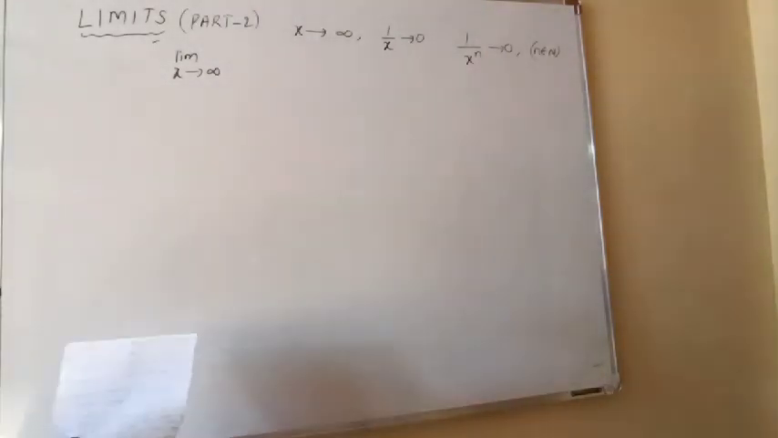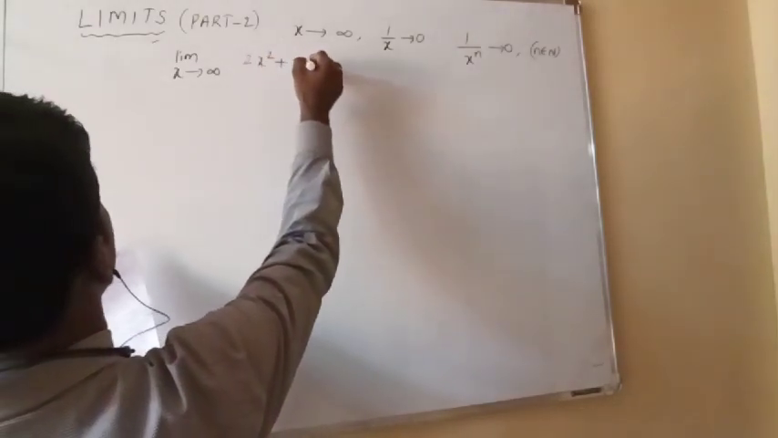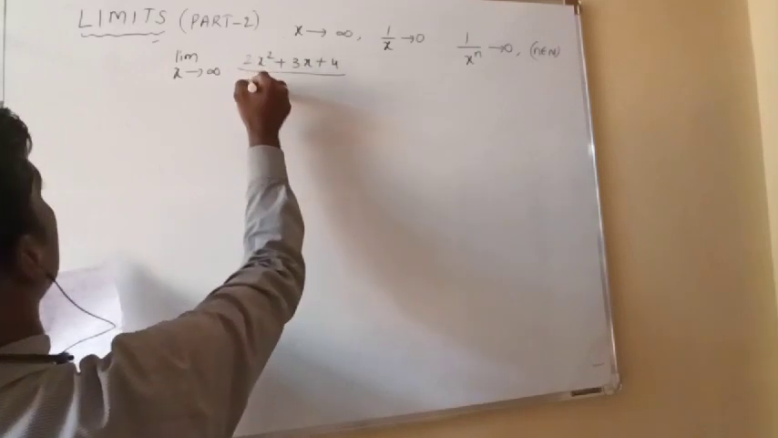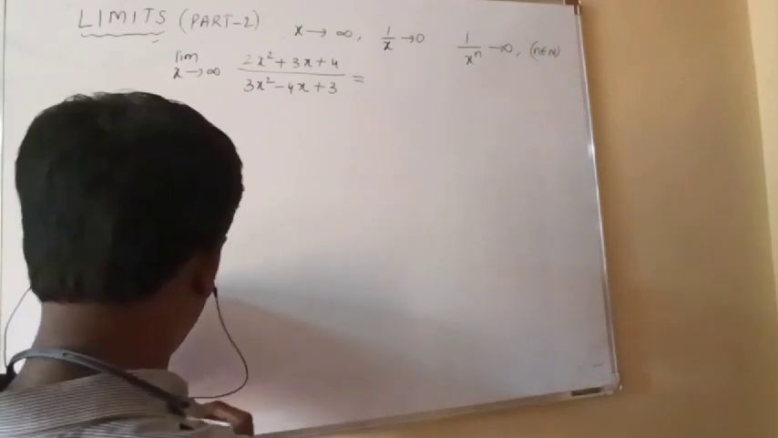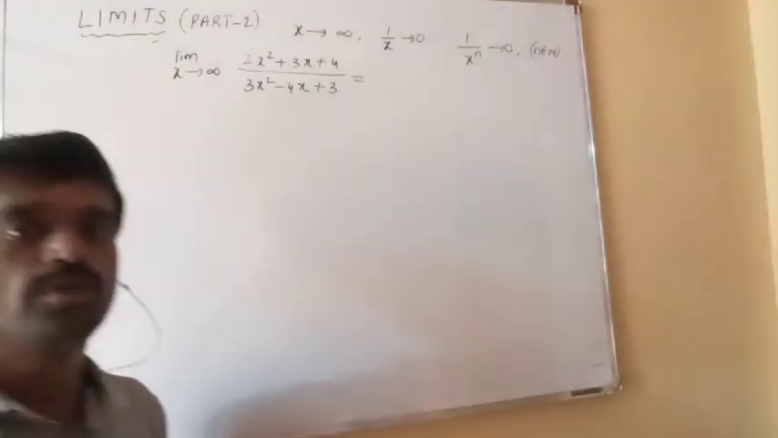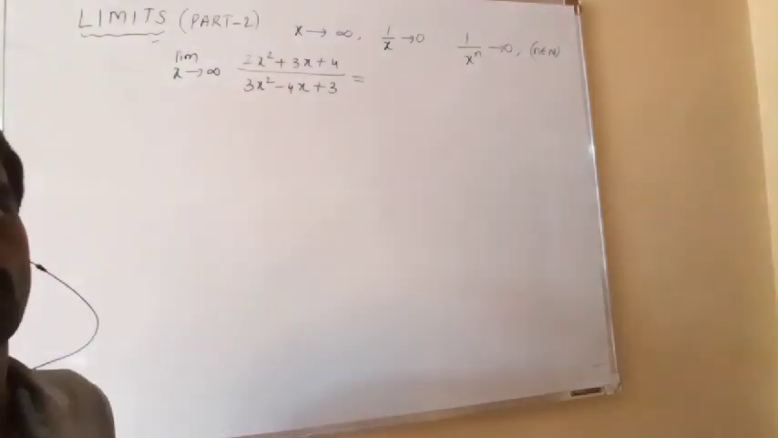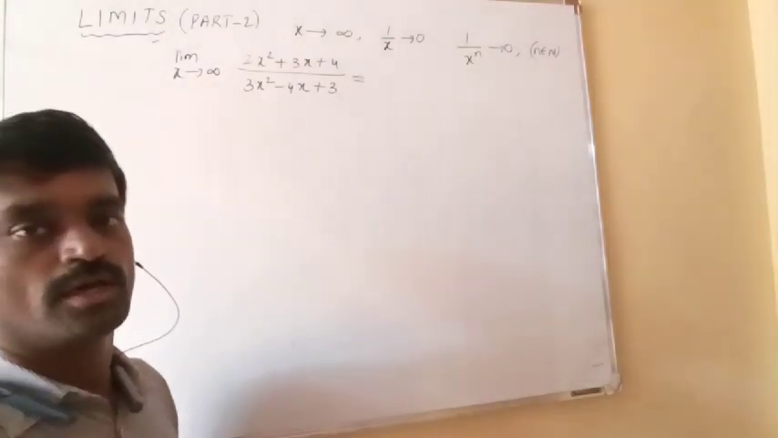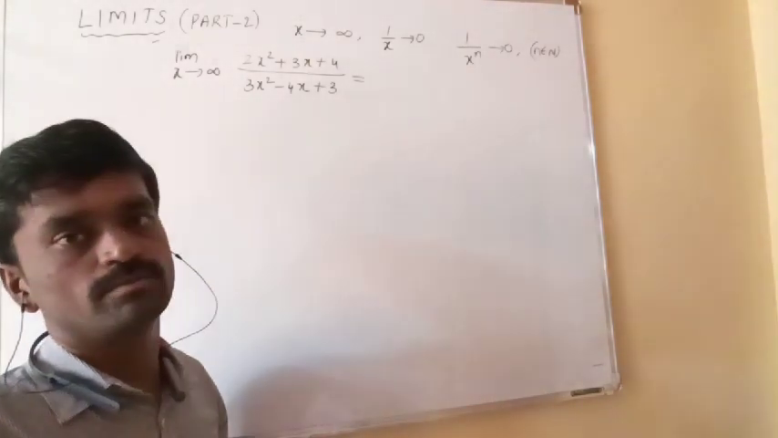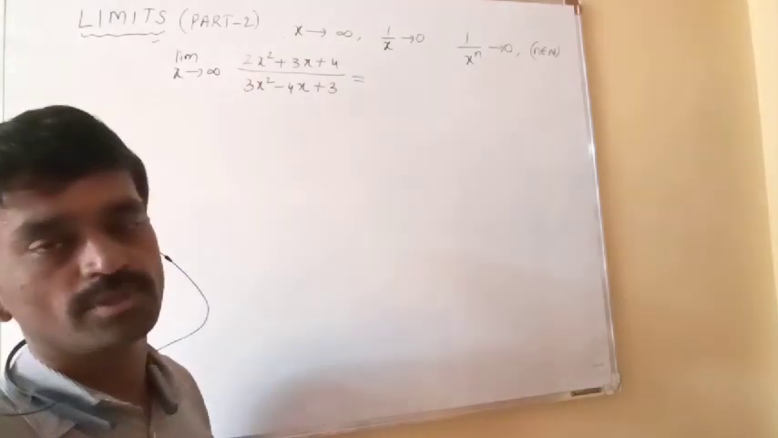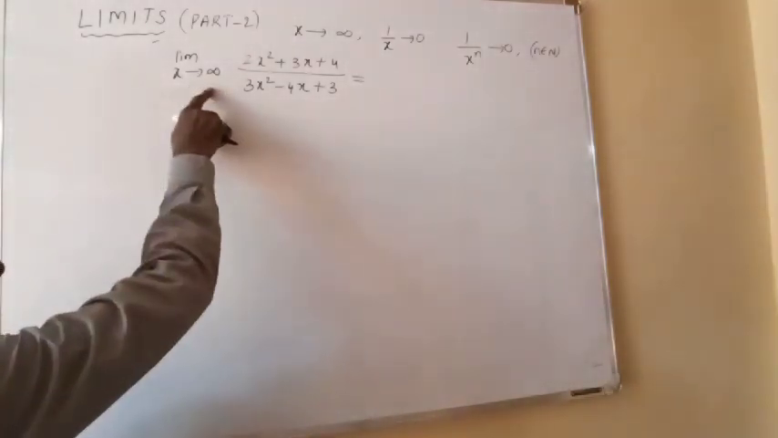Next, one example for this: limit as x tends to infinity, 2x square plus 3x plus 4 divided by 3x square minus 4x plus 3. If you apply the limit directly, what you will get? Infinity by infinity form, which is indeterminate. So how to evaluate this kind of problem? Here we are not getting 0 by 0 form. If we got 0 by 0 form, we would think about the factorization method, because both numerator and denominator are polynomials. But we are getting infinity by infinity form.